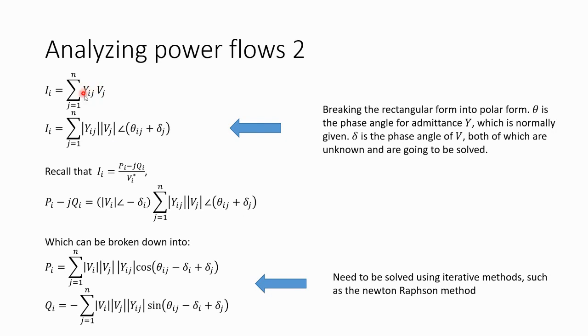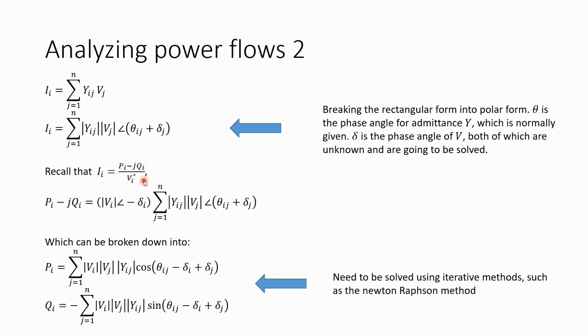For example, when we break down this complex Y into polar form, we will have a magnitude portion and also its phasor form. Same as Y, same as V. It has a magnitude and phasor. The multiplication of two polar forms is the multiplication of their magnitudes and the summation of their phasors, such as this. Okay, and this is what we established earlier.